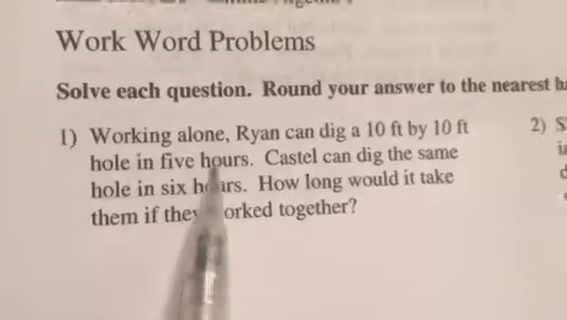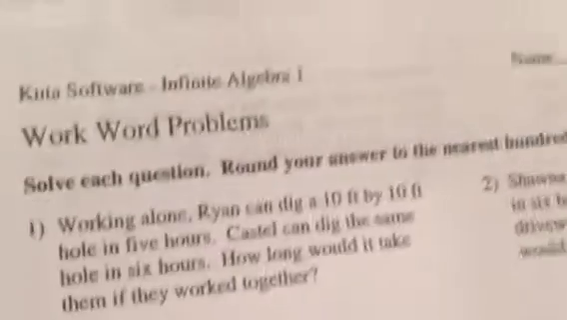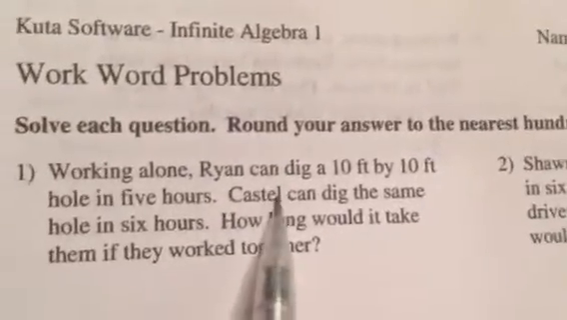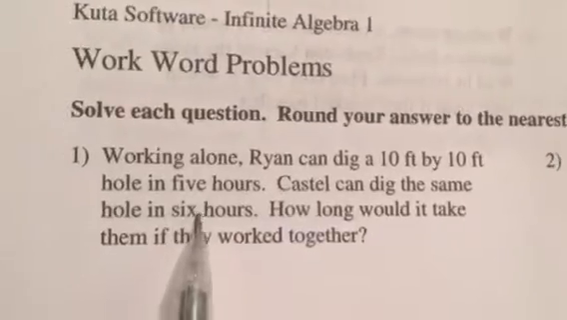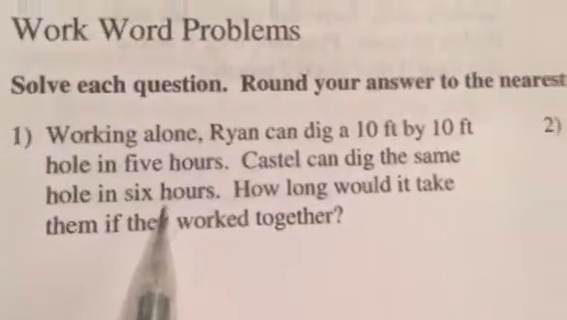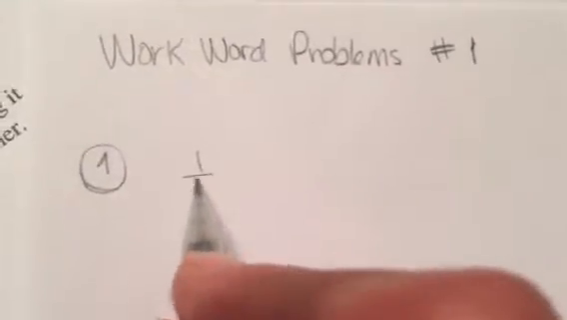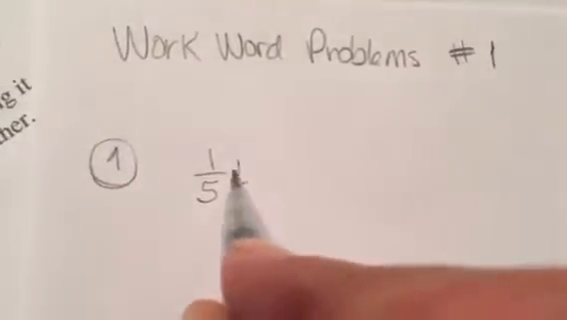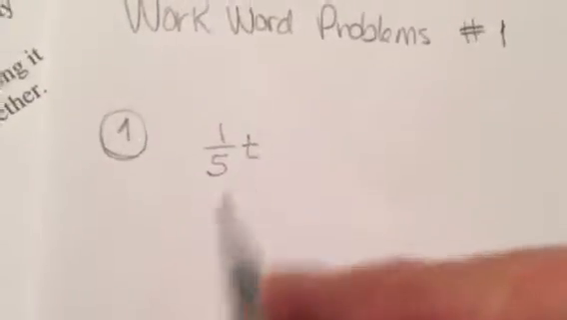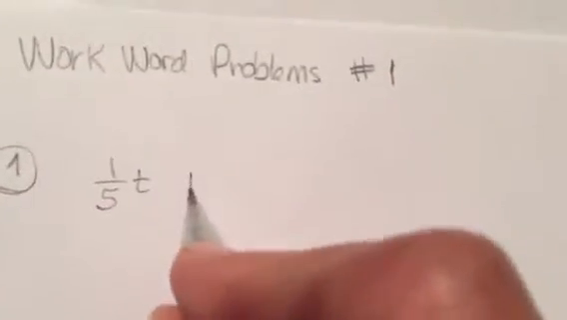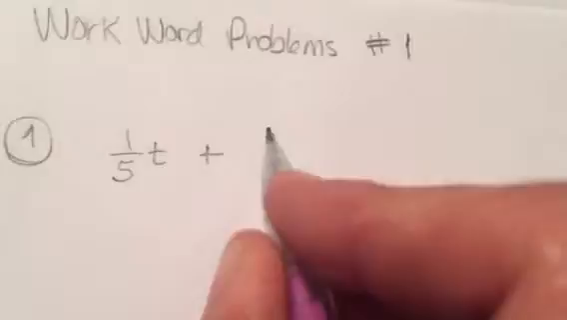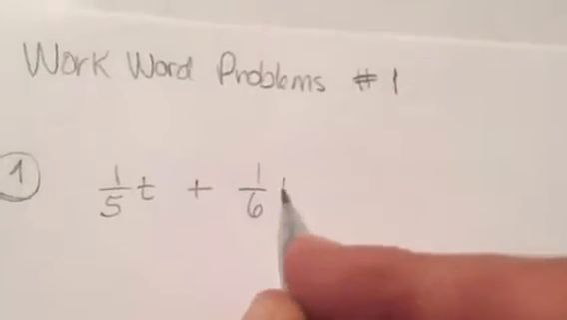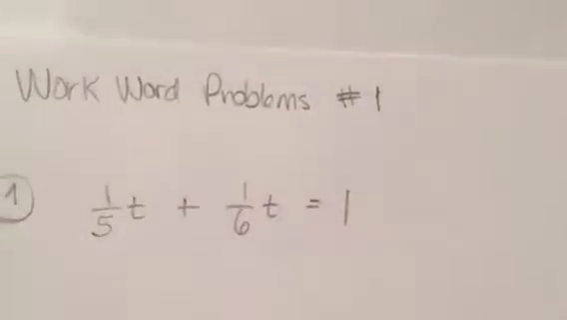So if he can do it in 5 hours, in 1 hour he can do a fifth of the job. Castile takes 6 hours, so in 1 hour he can do a sixth of the job. We always multiplied by the amount of time, because we're trying to figure out how much time it's going to take them to do it together. So we add their times together, set it up like this, and we always set it equal to 1.